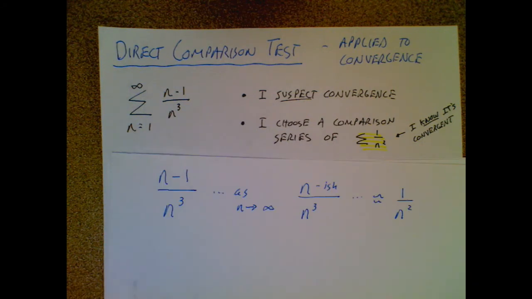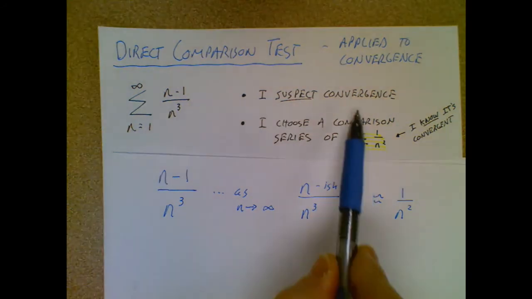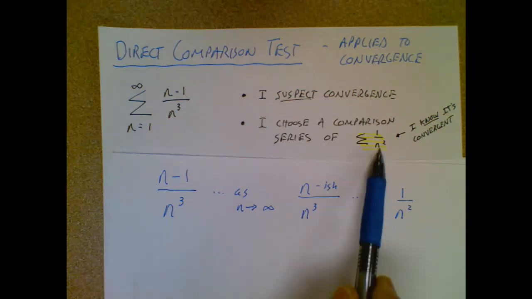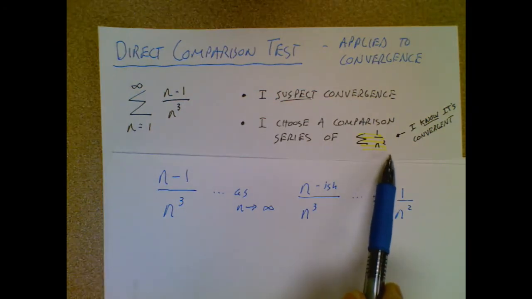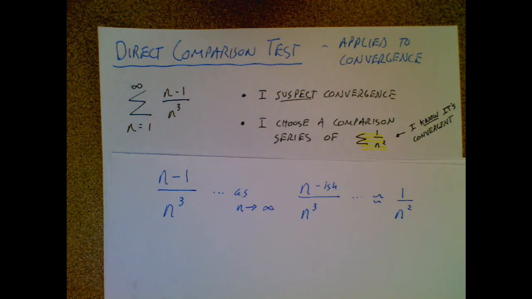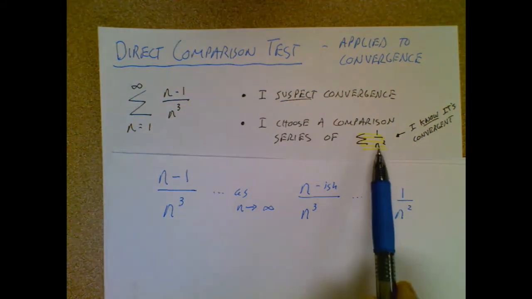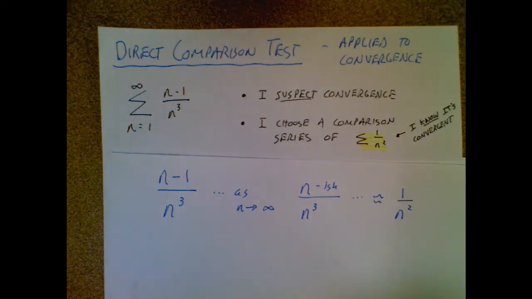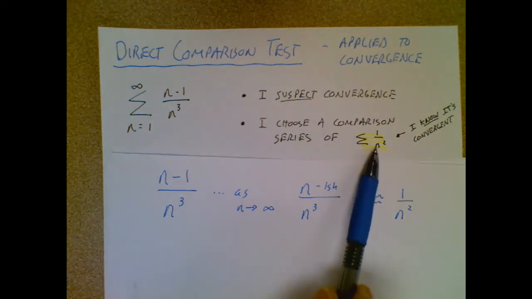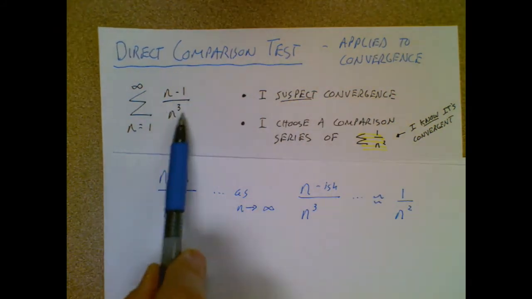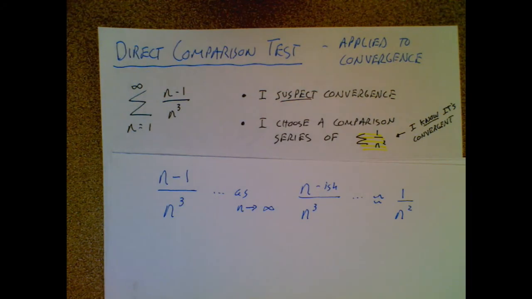Now, when I choose a comparison series, I have to choose a series that I know matches what I suspect. And so I know this is a convergent series, so it matches what I suspect. I also have to choose a series that I feel comfortable working with, and 1 over n squared is a pretty simple convergent series. I know it's a convergent p-series. And I should also probably choose that comparison series so it's somehow related to this series. Although that's not mandatory, it's going to be helpful.